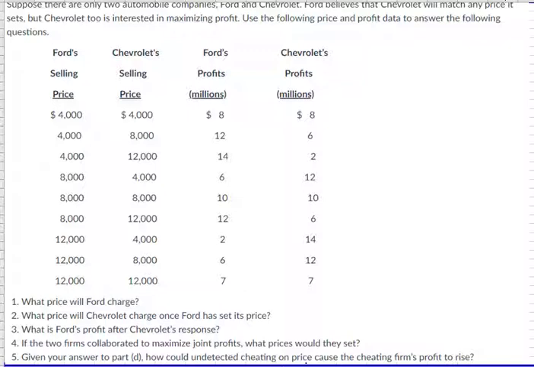Well, the joint profits is the biggest. And if you're going to collaborate, that's what you want. You win and I kind of win. That's collusion. We don't compete. Let's come to an agreement.